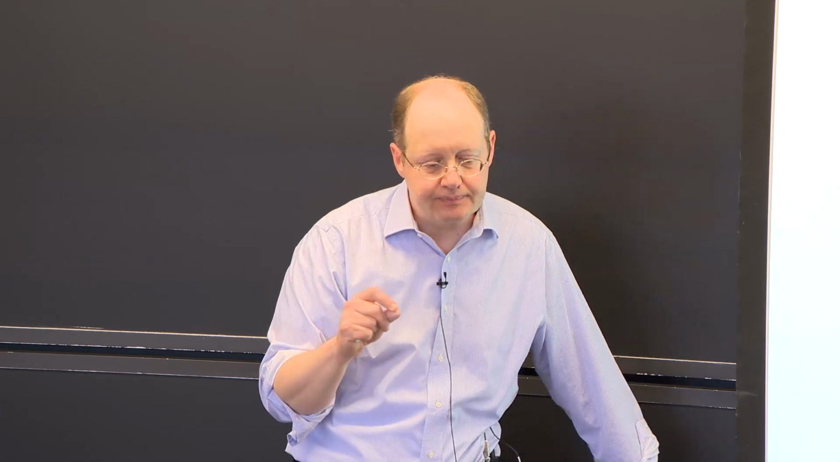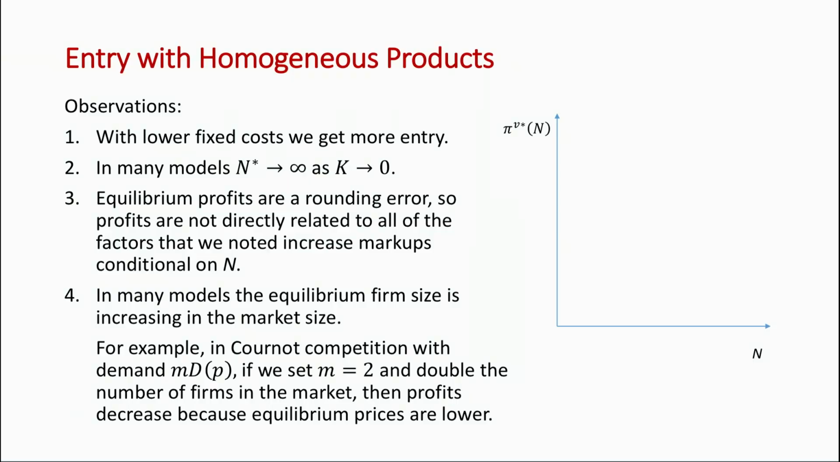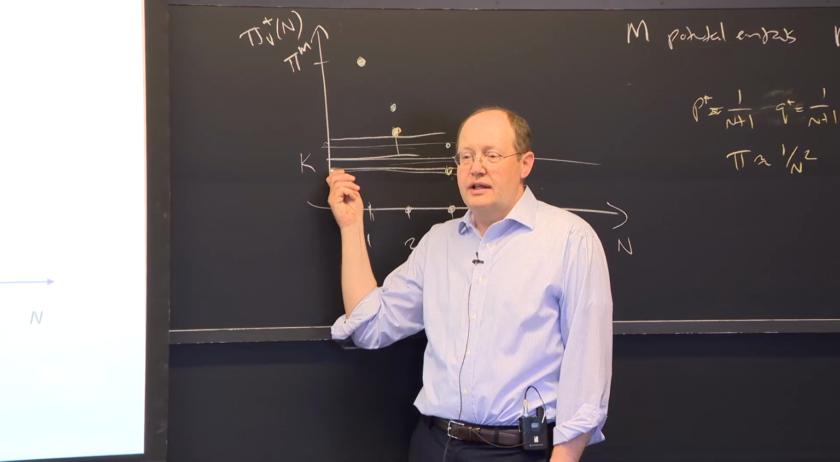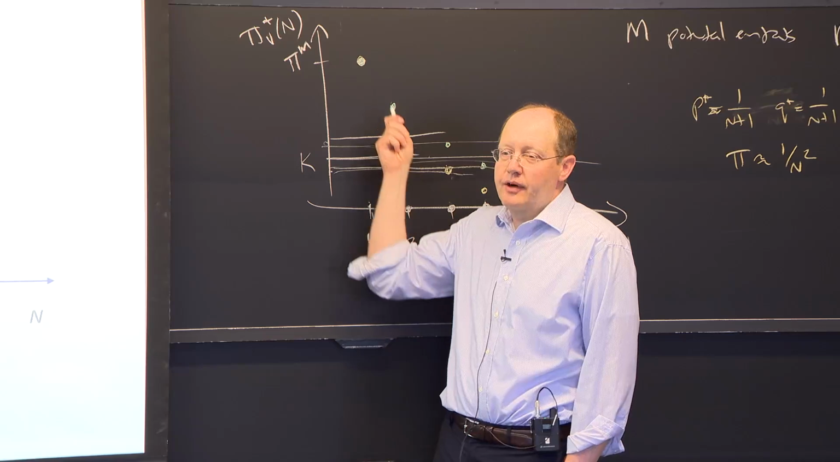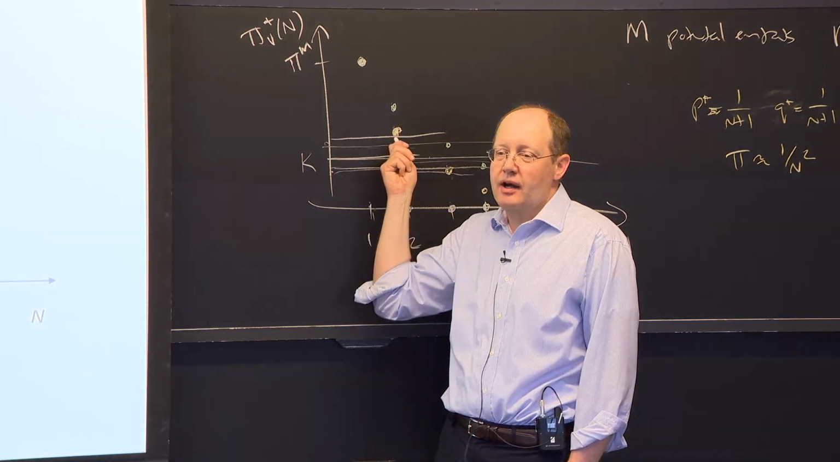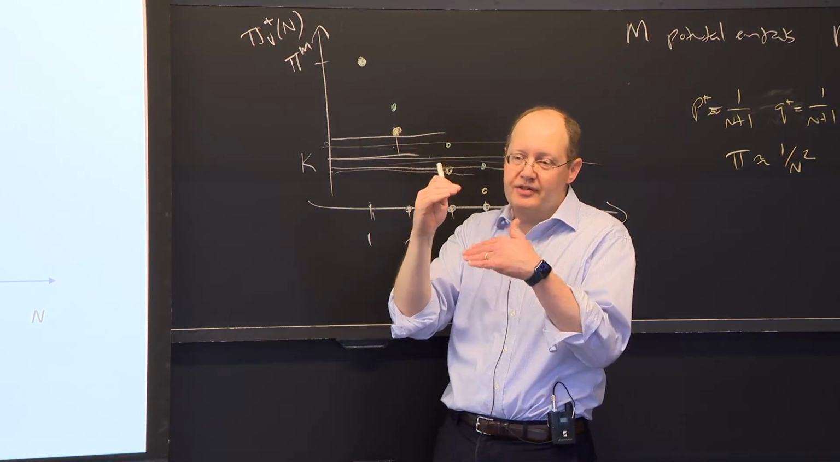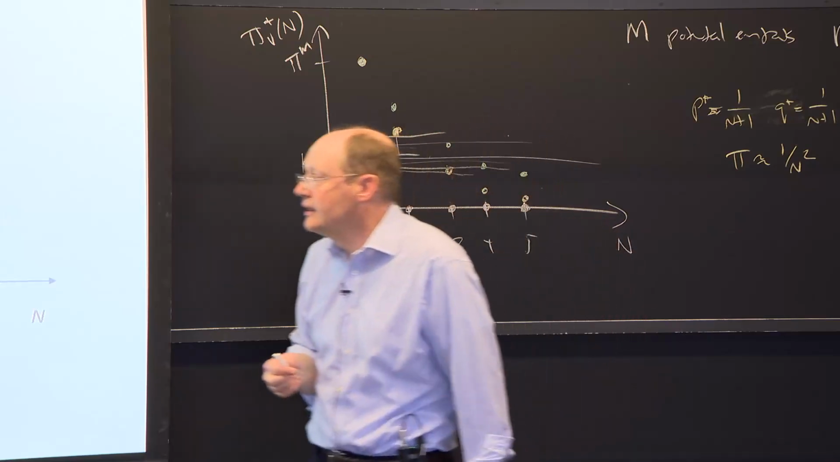Now that is equilibrium profits taking the fixed costs of entry into account. It's still the case that the markups are higher when you have smaller numbers of firms. The markups are higher, but they just offset the fixed costs the firms are incurring.